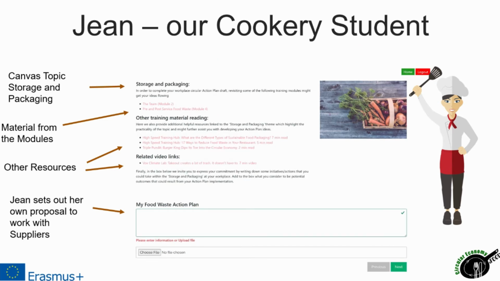Now, similarly, in terms of storage and packaging, which is another area of the Canvas, there is some training materials that we've developed as part of the program. There's some additional material to be read, and then finally a video. And this is all about storage and packaging use in the kitchen. And again, we ask her to complete the food waste action plan.